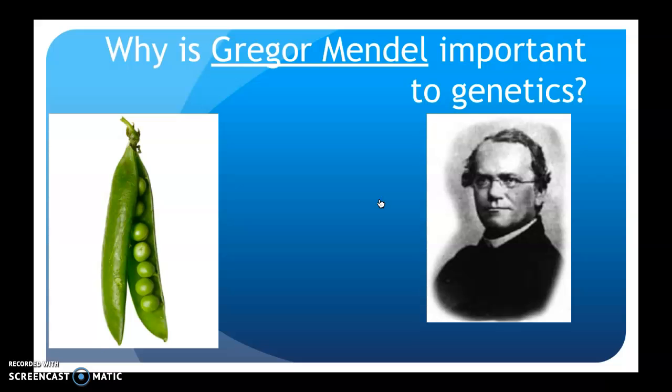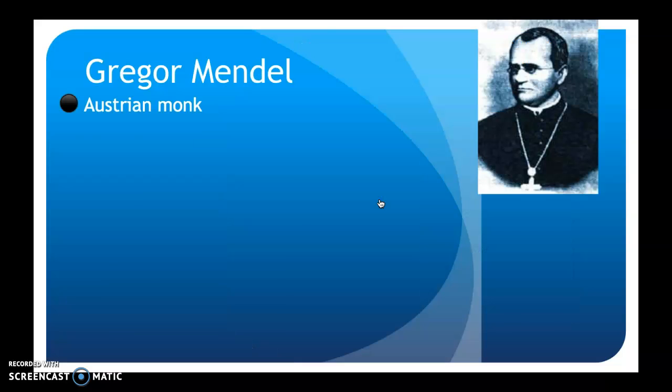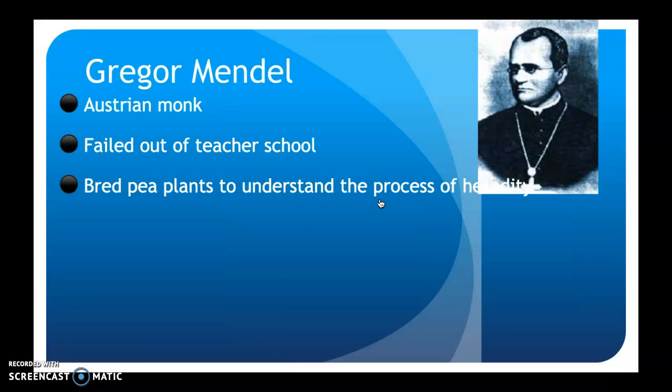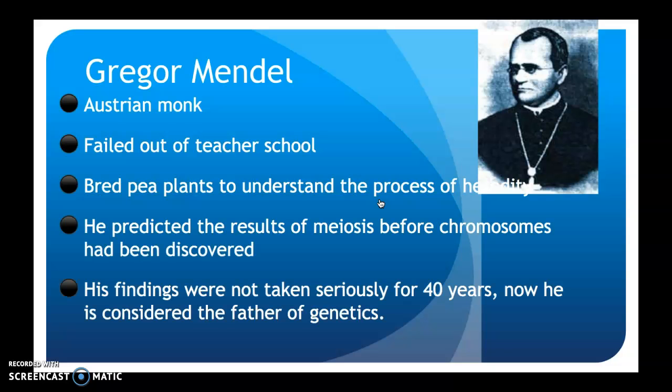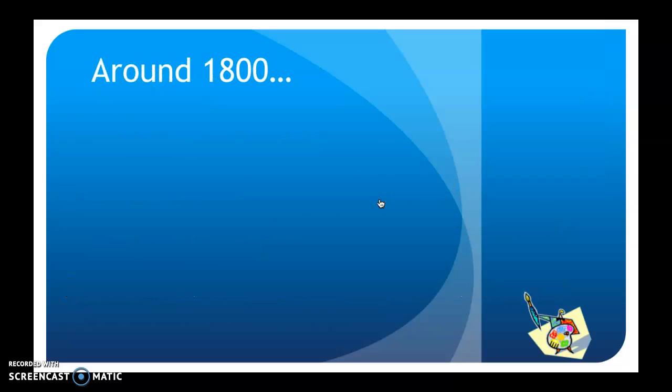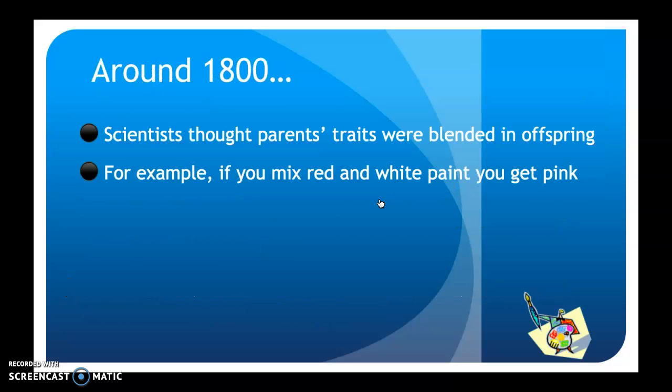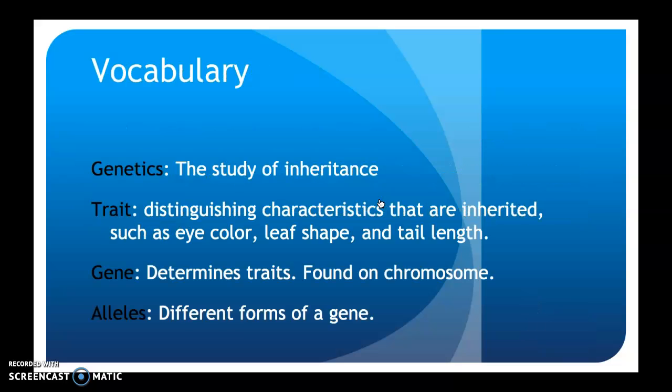All right, real quick. Gregor Mendel, he's the father of genetics. He's the first person to come up with dominant and recessive. He was an Austrian monk. He failed out of teacher school. He bred pea plants in his garden. He predicted the results of meiosis before we discovered chromosomes. He really wasn't recognized for his findings, but he's basically the one that figured out how genes can skip generations and things like that. And we'll talk about that this week.